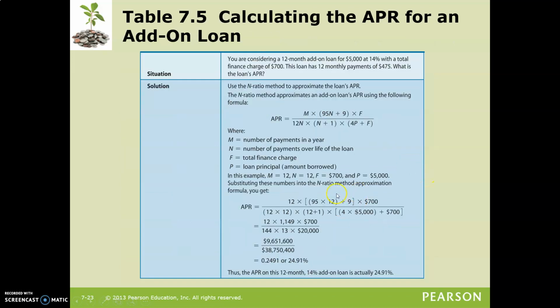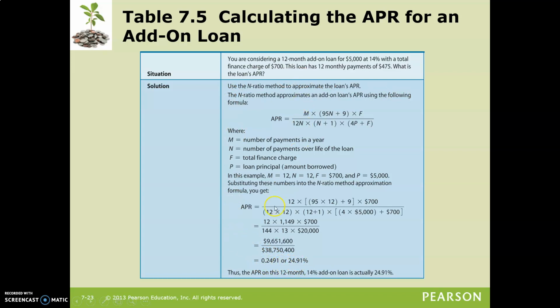So how do we calculate APR? Okay, you are considering a 12-month add-on loan for 5,000 at 14% with total finance charges of 700. The loan has 12 monthly payments of 475. What is the loan's APR? This is to find out how much the annual percentage rate is.